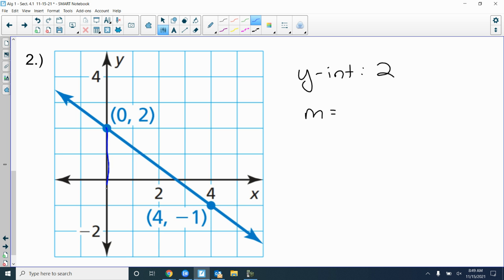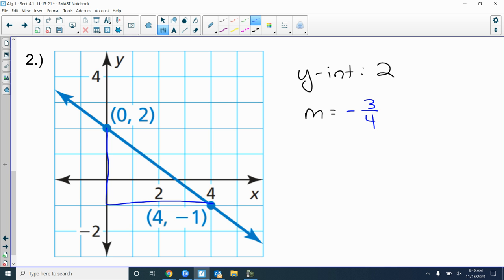So, Emily, what's your slope? What do you think? 3 over 4. Positive or negative? Positive. Going down, so it's negative. That's the key. It's not going to tell you, so I'm just going to make it -3/4.